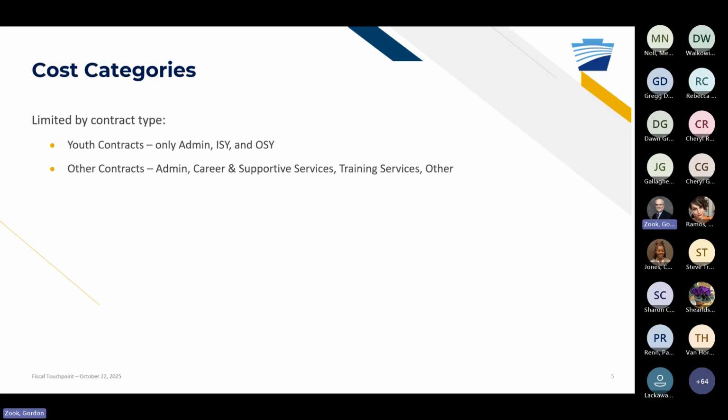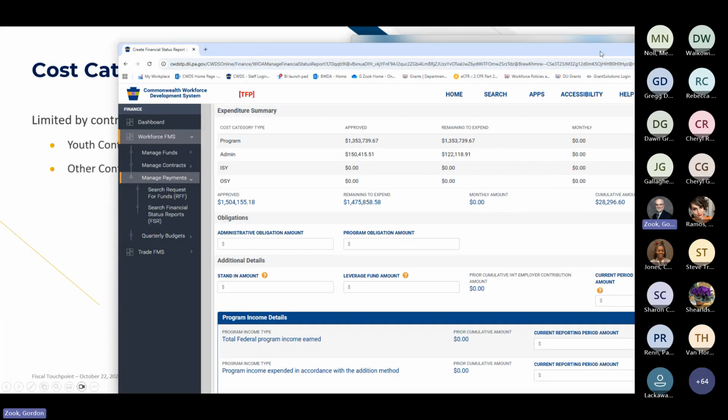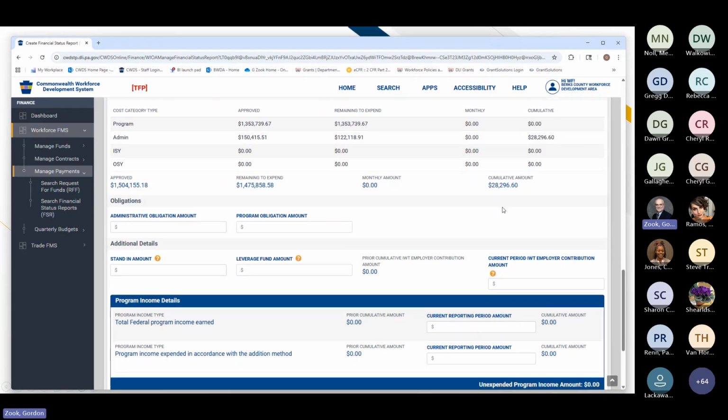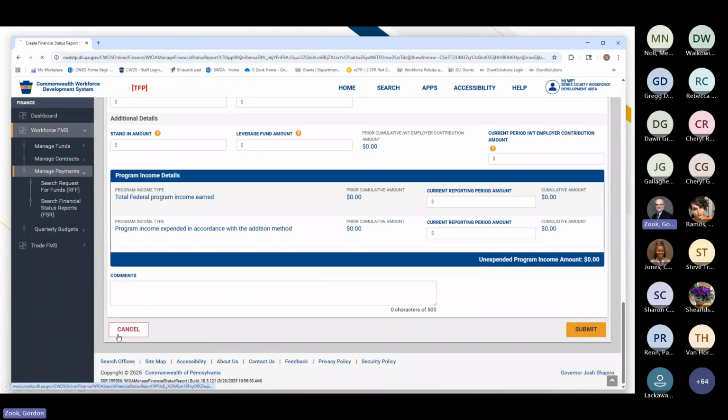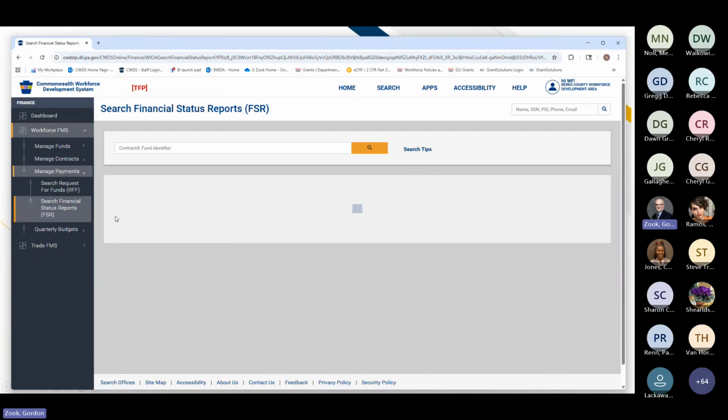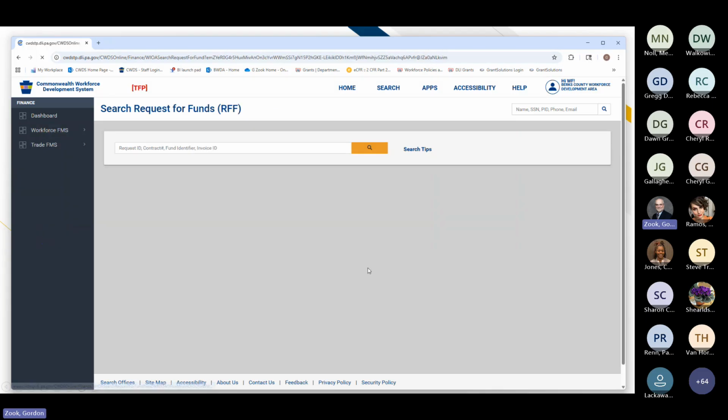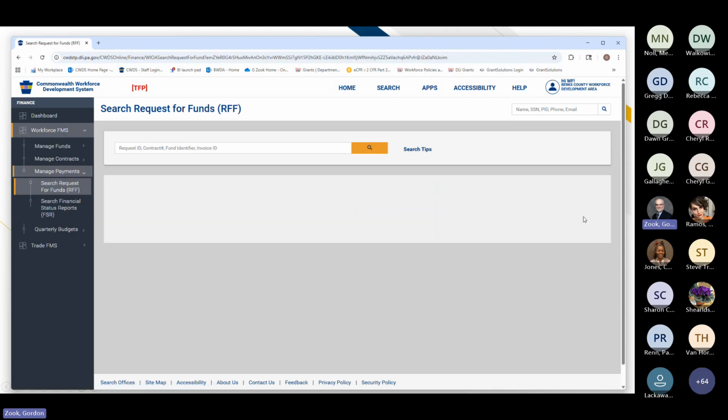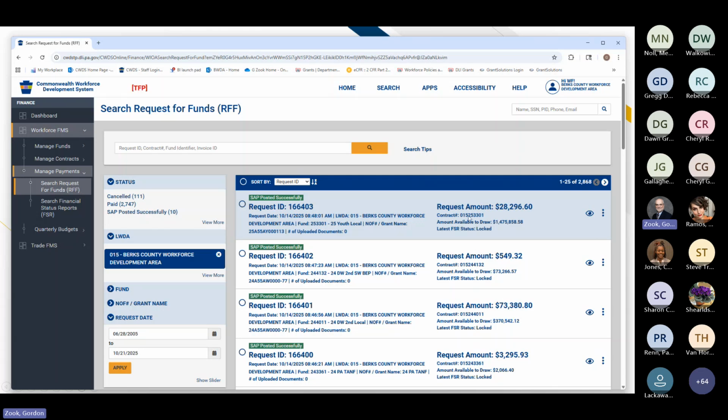Okay. The next section I want to jump into is cost categories. But before I do that, I'm going to jump back over to my other screen and talk just a minute about draw requests, because they're related to both FSRs and cost categories. So on draw requests, I'm going to come back in here to searching for contracts.